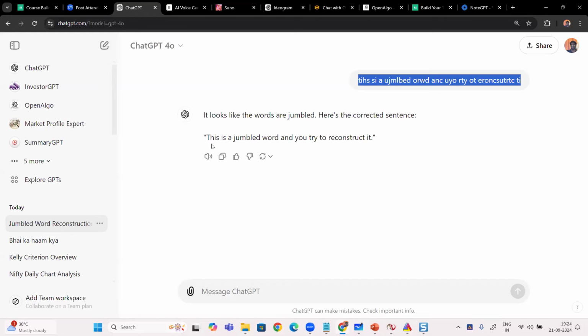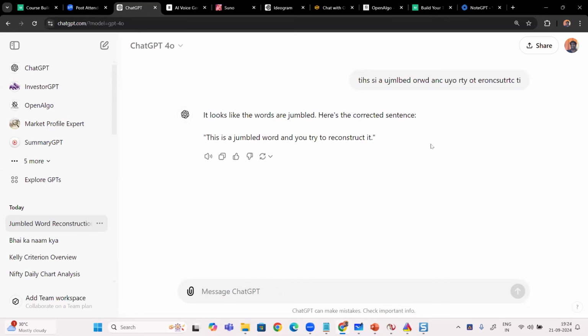Here is a corrected sentence. This is a jumbled word, and you try to reconstruct it. Right? How a human being can look into the word and reconstruct it. I never said that it's a jumbled word, although I did say it in the text itself. It's able to understand the jumbled words and realign them.